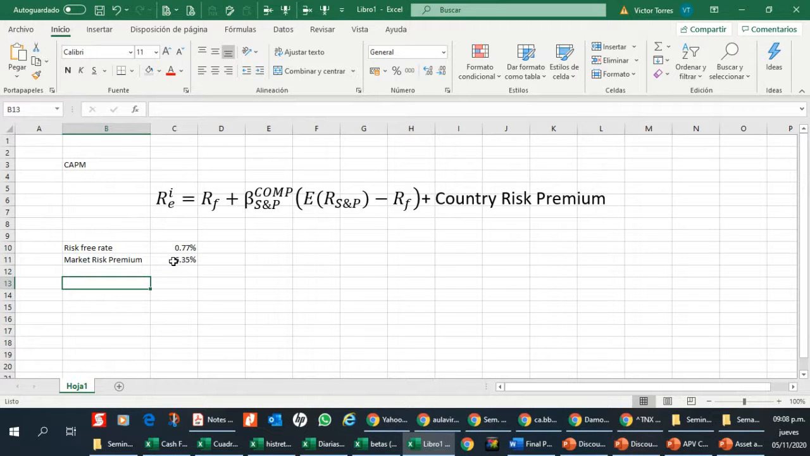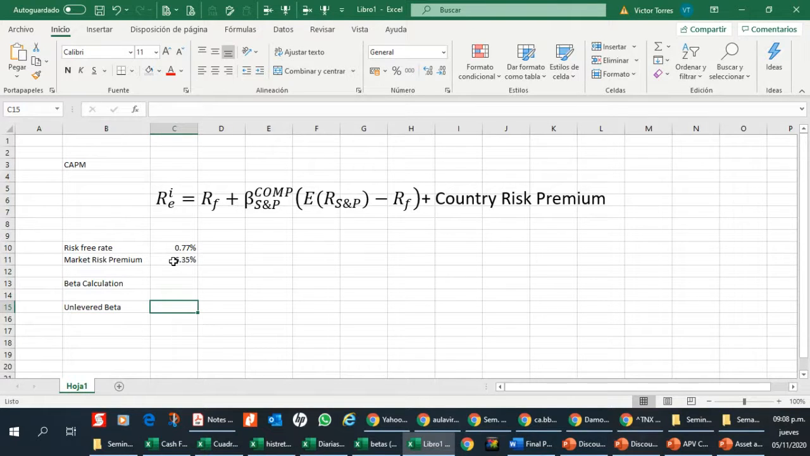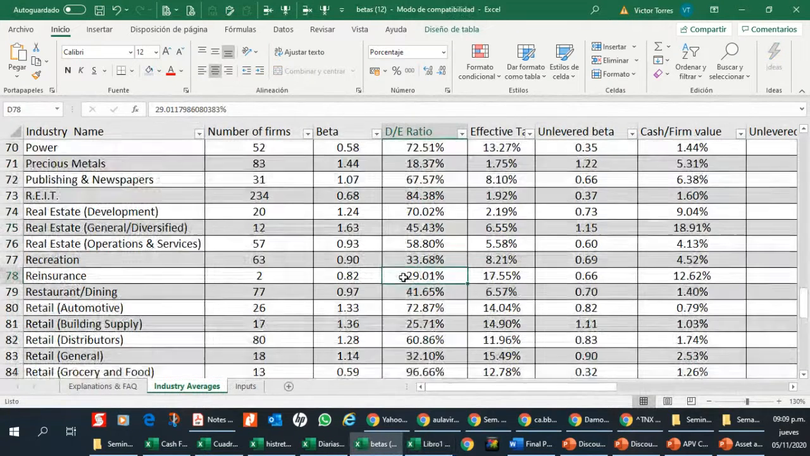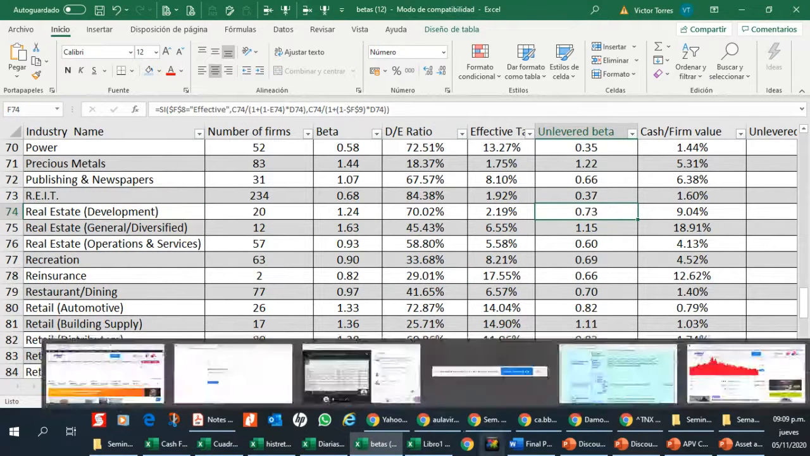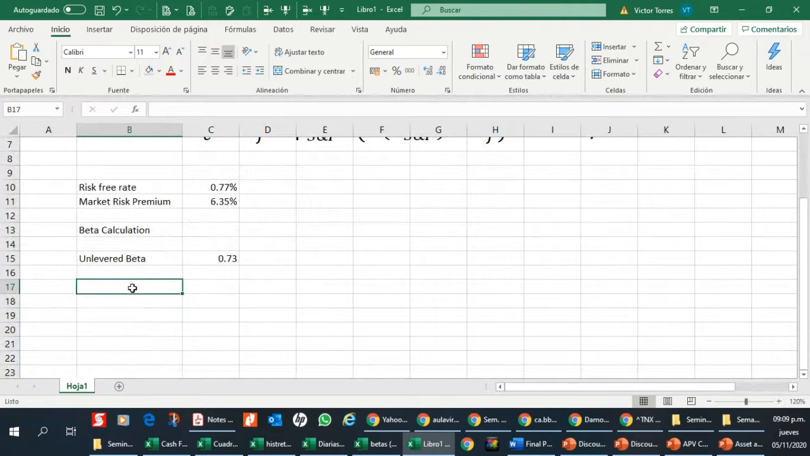And then we're going to go with the beta. For the beta calculation, we are going to start with the levered beta or asset beta that we have over here. I'm going to start with a company in real estate development, using this company of 0.73, like a construction company that we have here in Peru.